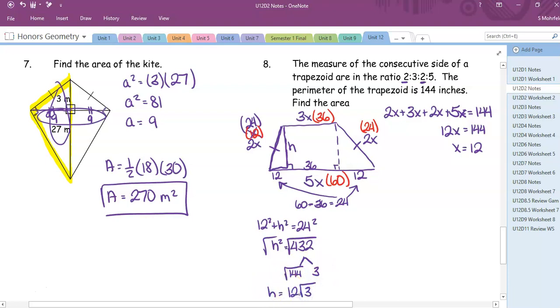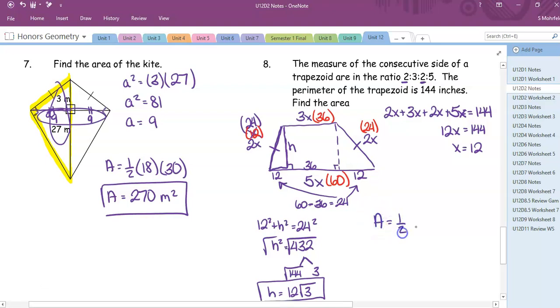root 3. For those of you wondering what the shortcut was, this is a 30, 60, 90 triangle. Except the short side is 12, and then the hypotenuse was 2 times the short side, 24. So the side across from 60 will have to be the short side times the square root of 3, or 12 root 3. Now that I have the height, I'm going to plug everything into my area equation.